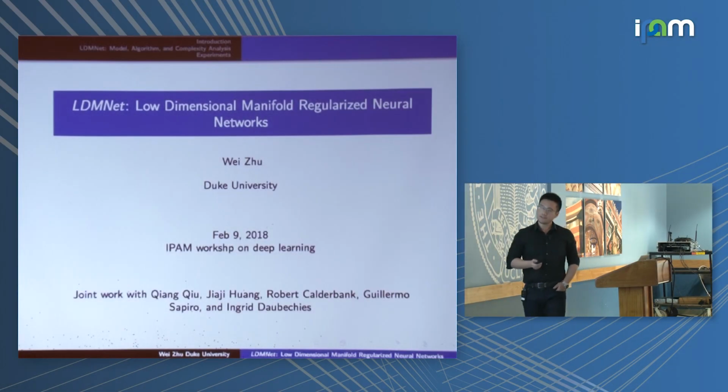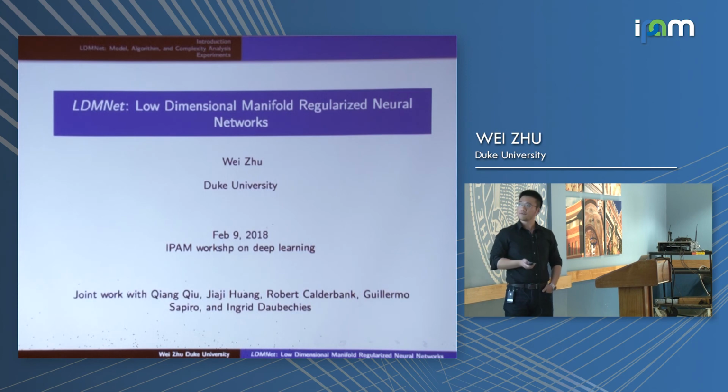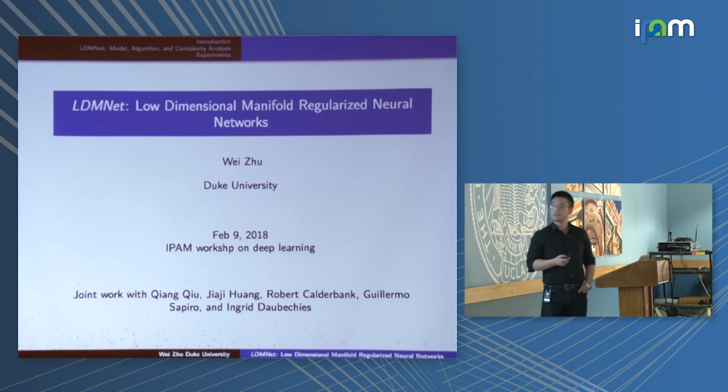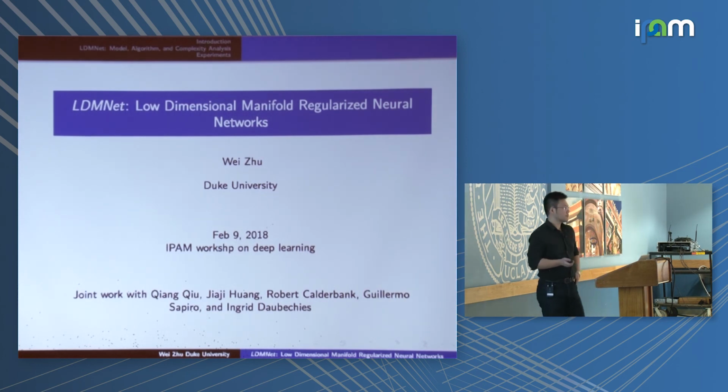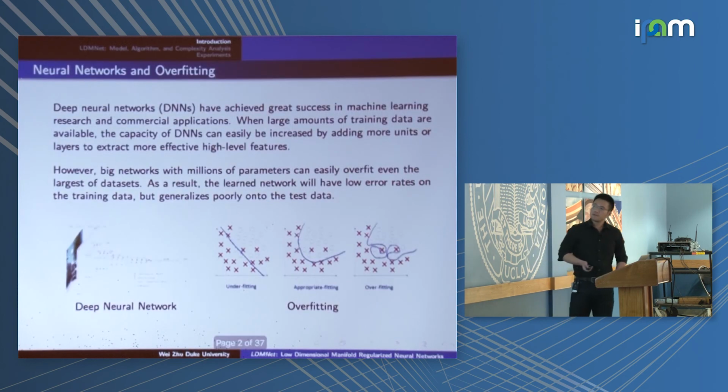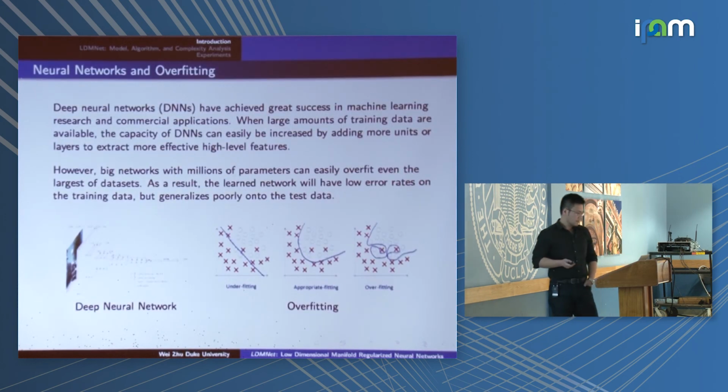Okay, so today I'm going to talk about low-dimensional manifold regularized neural network. This is basically a plug-and-play neural network regularization technique that focuses on the geometry of both the input data and the output features. This is joint work with my collaborators at Duke University, except for Jiaqi Huang, who is a Duke alumni and is now in Baidu Research Lab.